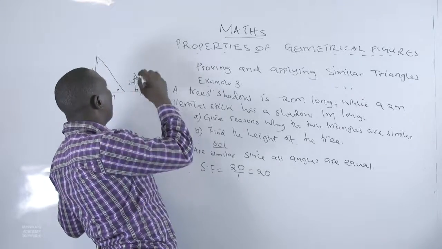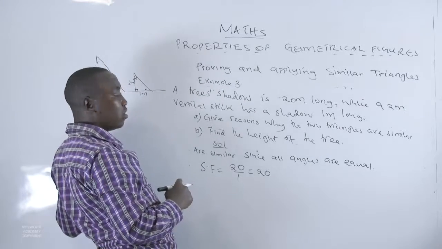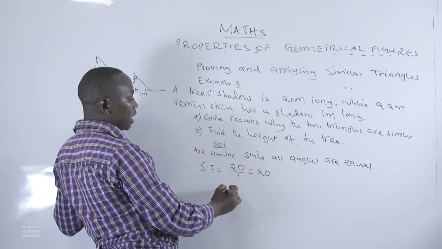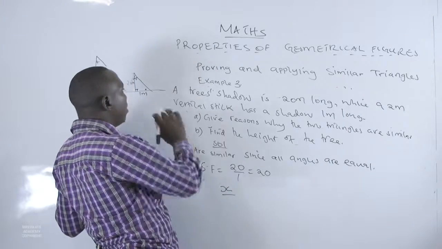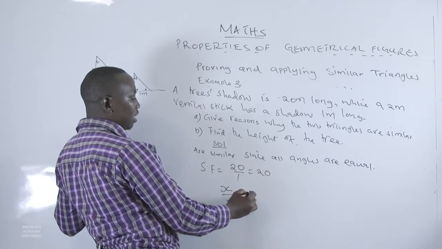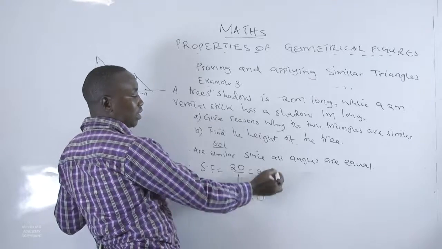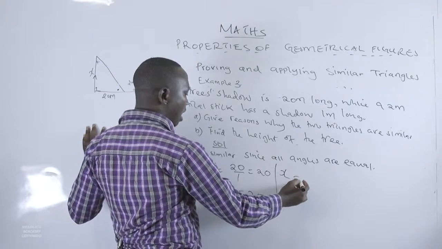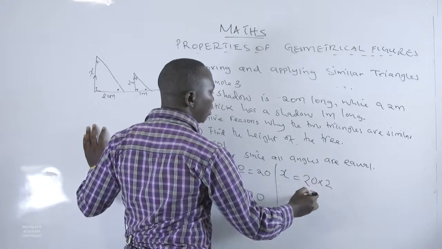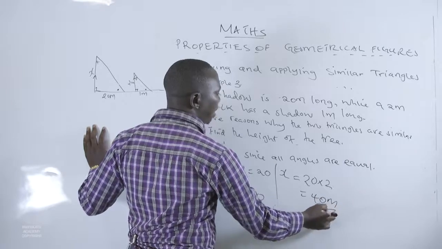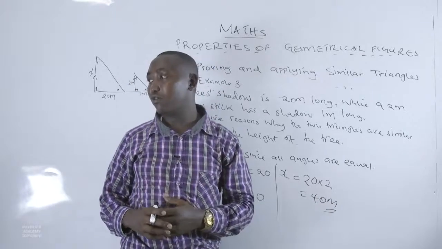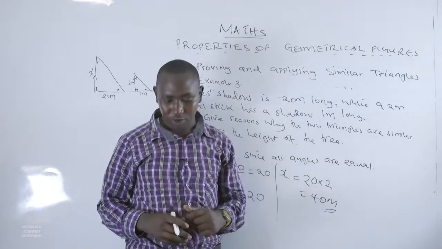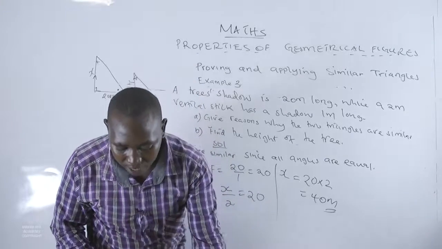The same we can apply to find the height of the tree. So when you take the height of the tree, which we don't know, over the height of the stick, they should give us 20. So this means that for us to get x, we must multiply both sides by 2, and this will give us 20 by 2, which will be 40 meters. Therefore, the height of our tree is going to be 40 meters high or tall.